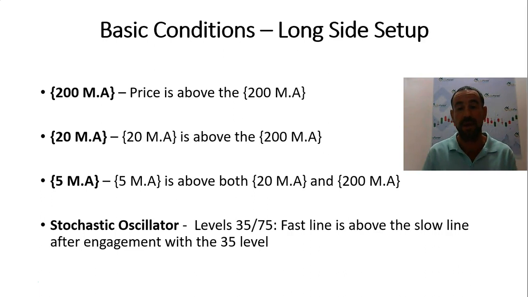Let's take a look at the long side setup. Here we're using slightly different levels for the oscillator, 35 and 75. Here we require that the fast line be above the slow line after engagement with the 35 level. Now, this is just the basic definition of the strategy. At this point, we need to take it to the chart and see exactly how this works out.